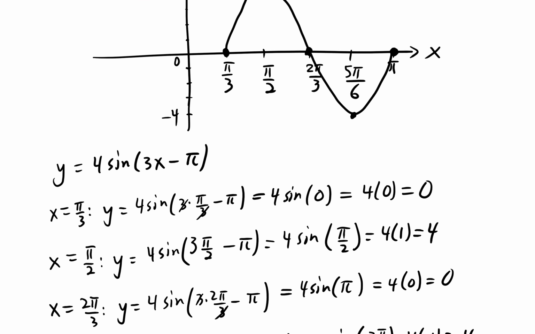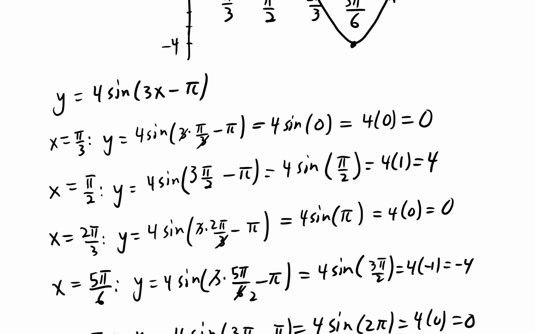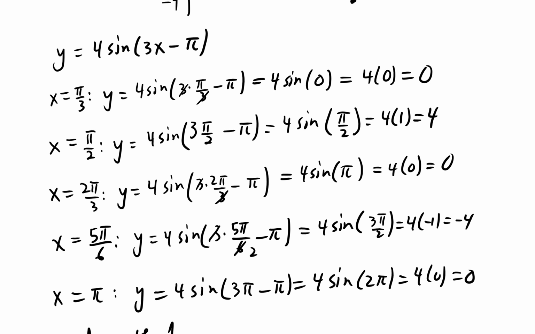If you substitute 2 pi over 3, the 3's cancel. You get 4 sine pi, which is 0. 5 pi over 6 gives me -4, and pi gives me 0. So that's where these values came from. And then I substituted or plotted them on the graph to get what I need.